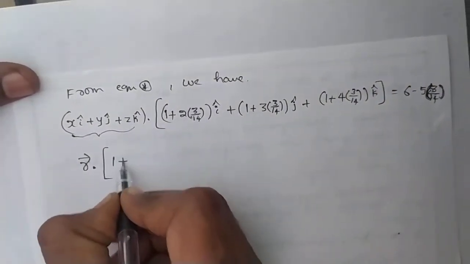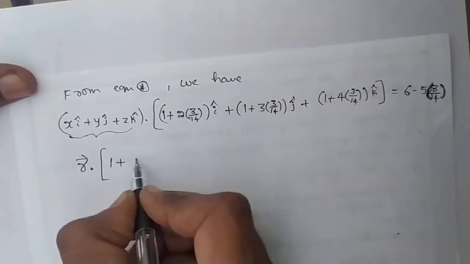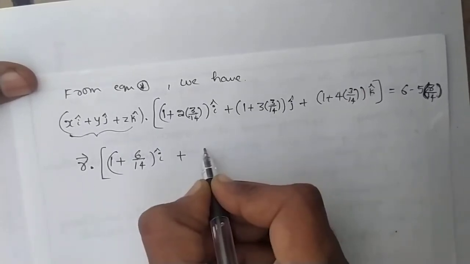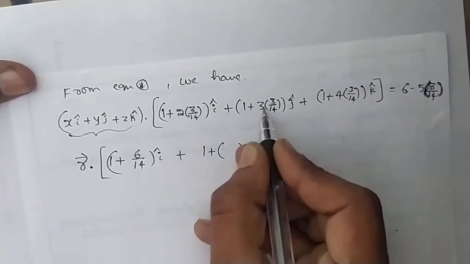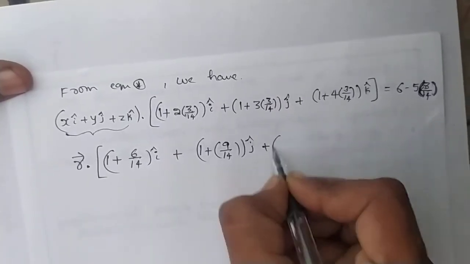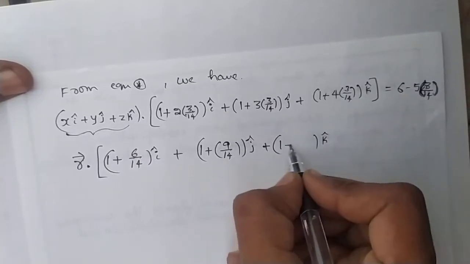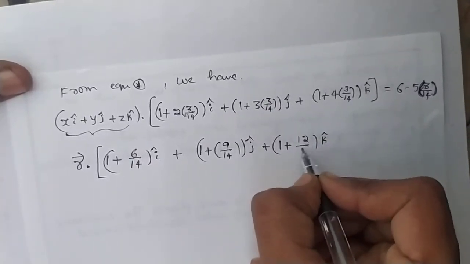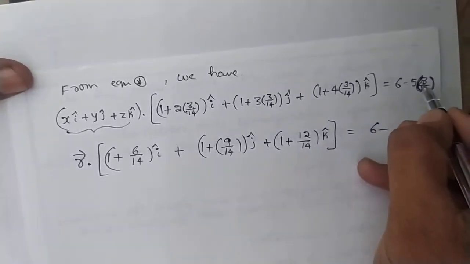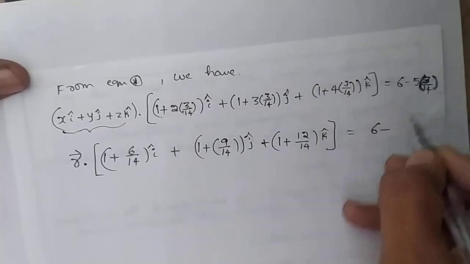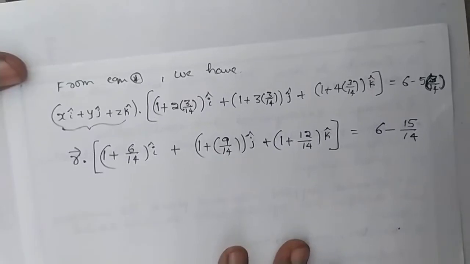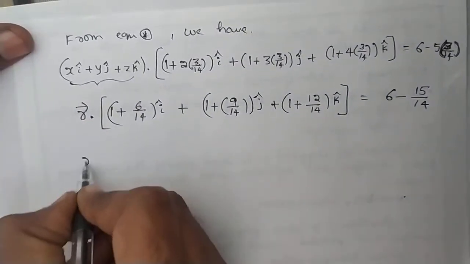r vector dot: 1 plus 2 into 3 is 6, so 6 by 14 into i cap, plus 1 plus 3 into 3 is 9, so 9 by 14 into j cap, plus 1 plus 4 into 3 is 12 by 14 into k cap, equals 6 minus 5 into 3, which is 15 divided by 14.